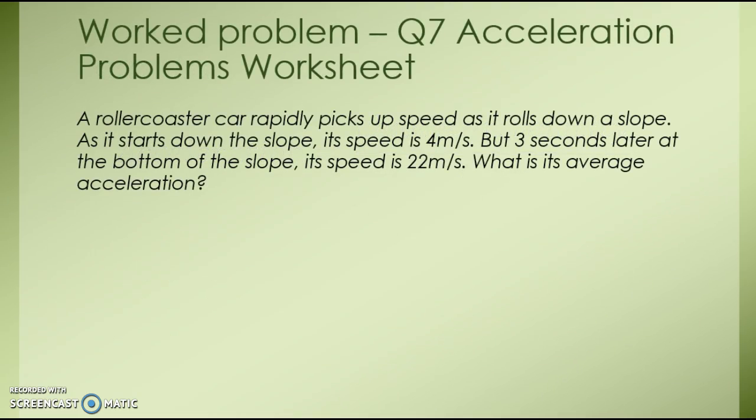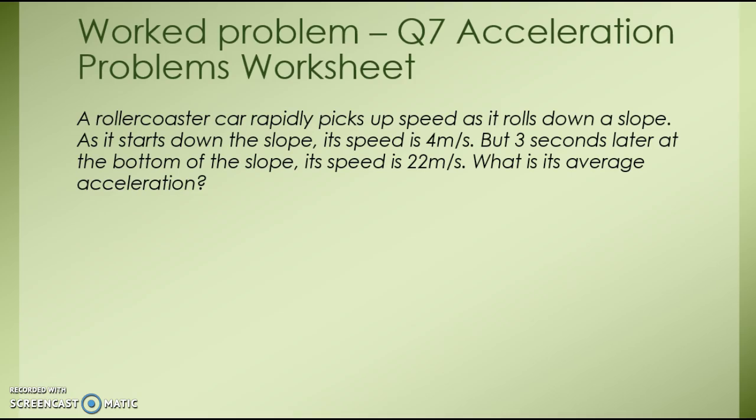So our first worked problem is directly from our acceleration problems worksheet, and it's a pretty straightforward question which is pretty much a plug and play scenario. So a roller coaster car rapidly speeds up as it rolls down a slope. As it begins down the slope, its speed is 4 meters per second, but 3 seconds later at the bottom of the slope, its speed is 22 meters per second. What is its average acceleration?